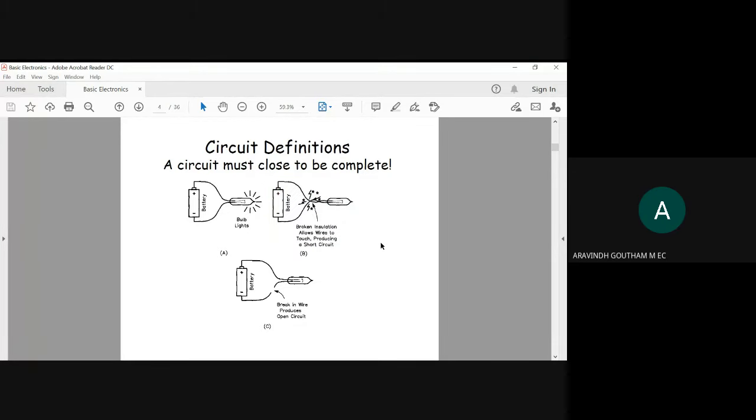The two wires are touching, giving rise to a spark, correct? So the circuit is working fine because you get a spark. That condition is called a short circuit. Have you come across this term short circuit anywhere, students? Yes, sir, in house wiring. What is meant by short circuit?